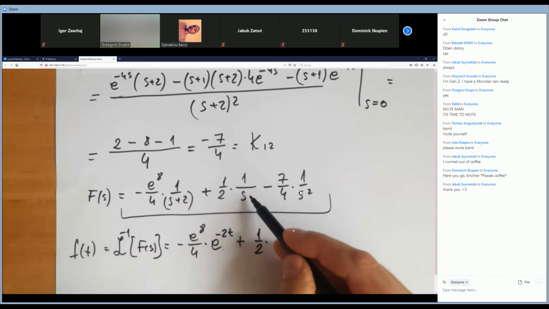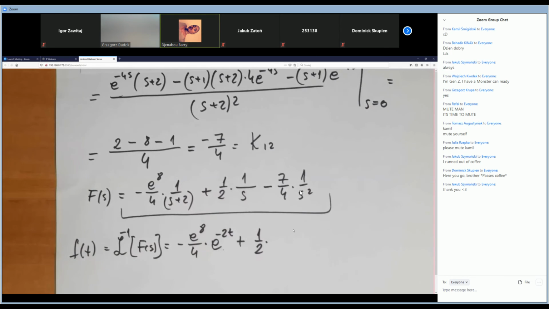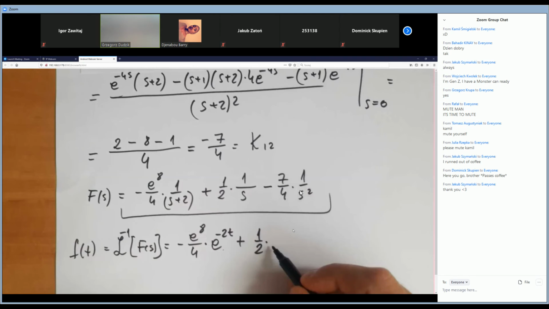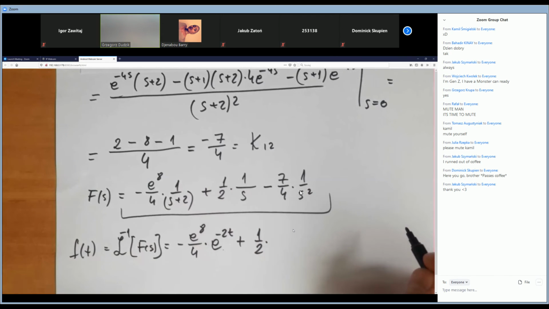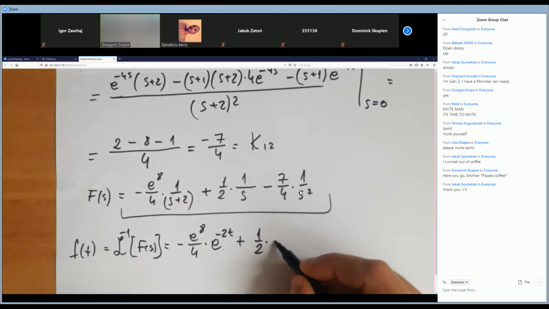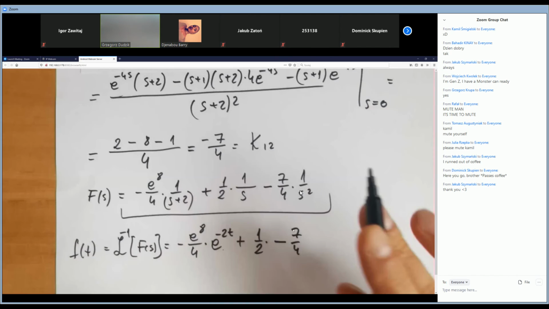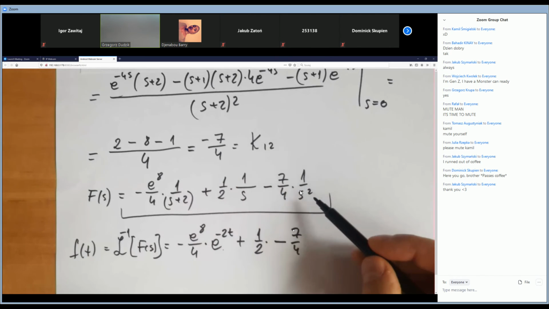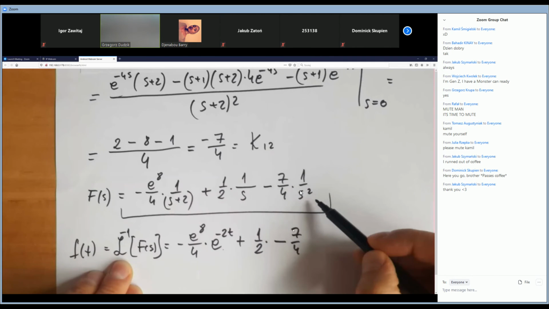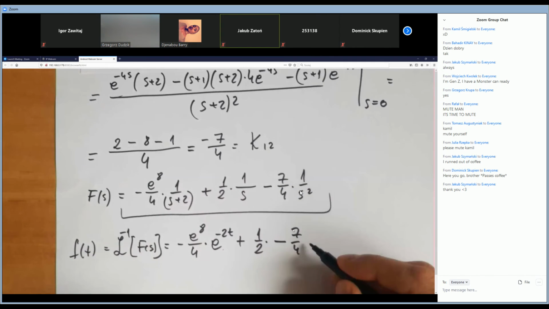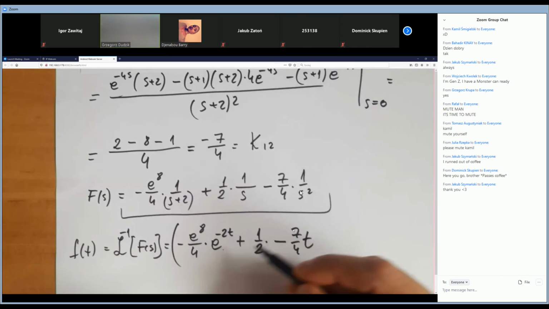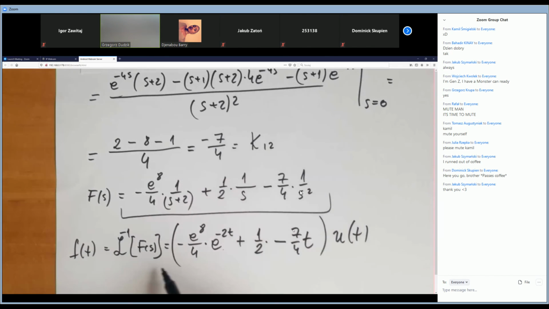It is the unity function. That's right. So it is 1 here. This unity will be at the end of our expression. Minus 7/4 is just the constant, and the inverse Laplace transform from 1/s² is t, and everything is multiplied by the unity function. That's all. This is the example for the multiple poles.